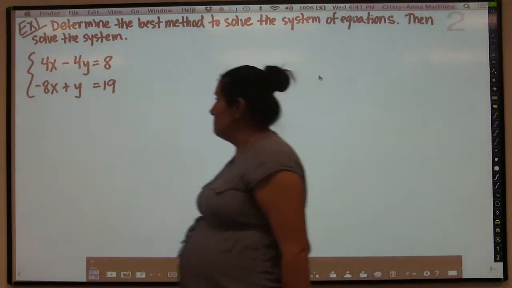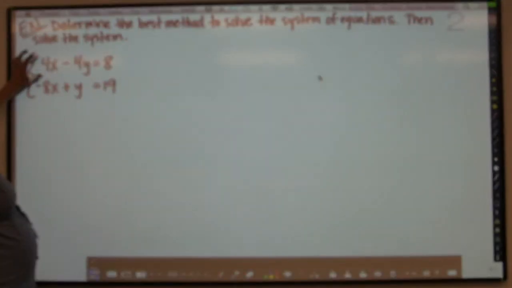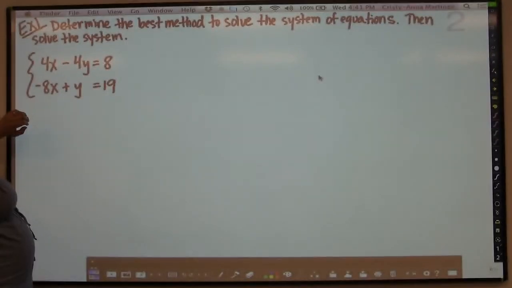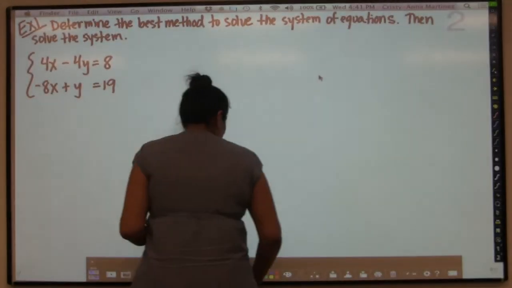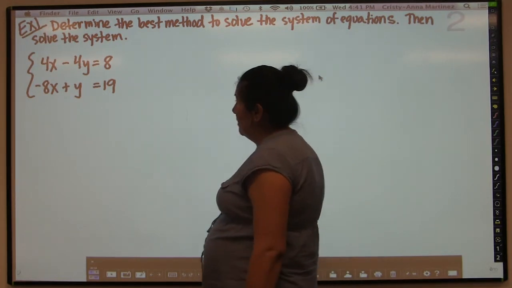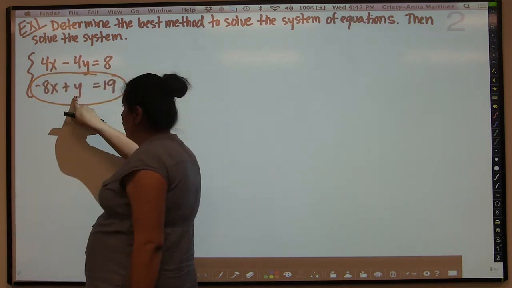So for the best method, we'll notice here that none of our variables have opposite coefficients. We have a 4 and a -8, a -4 and a +1, and they're not in y equals mx plus b, so that's not going to be a graphing scenario, and it's not going to be an elimination scenario. But we can use substitution because one of the criteria for substitution was that at least one of the variables had a coefficient of 1. And it turns out that right here, this equation has a coefficient of 1 for the y variable.